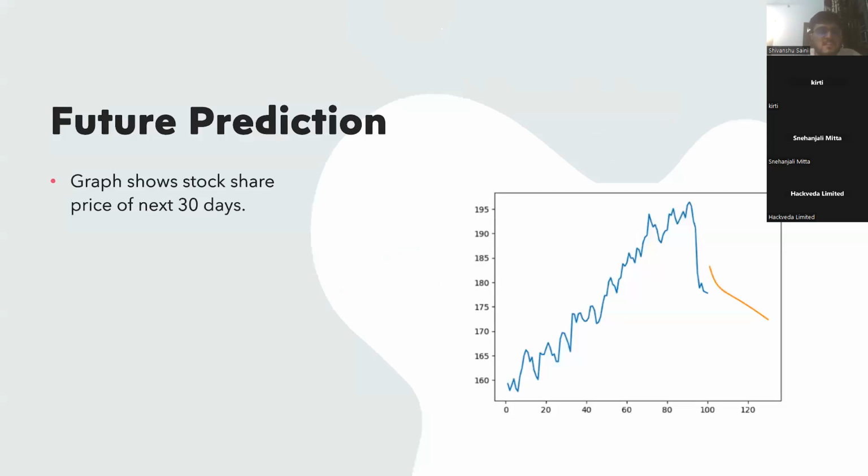Now future prediction. I have used the model to get the stock price for the next 30 days. The blue color here shows the stock price which is given in the CSV data file. Then the orange color line shows the stock price predicted by the model.